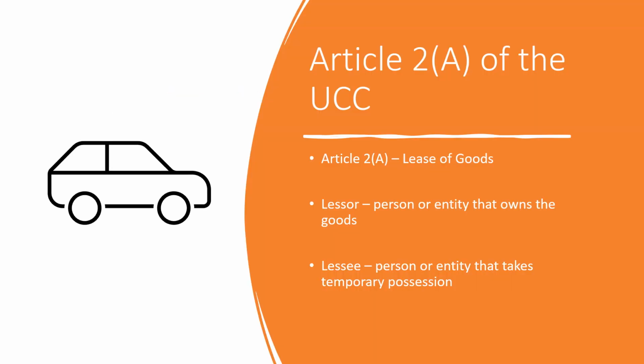And real quick, Article 2A of the UCC concerns the lease of goods. So if I'm leasing a car, the owner of the car, the dealership, is the lessor, and I am taking temporary possession of the vehicle, I am the lessee.